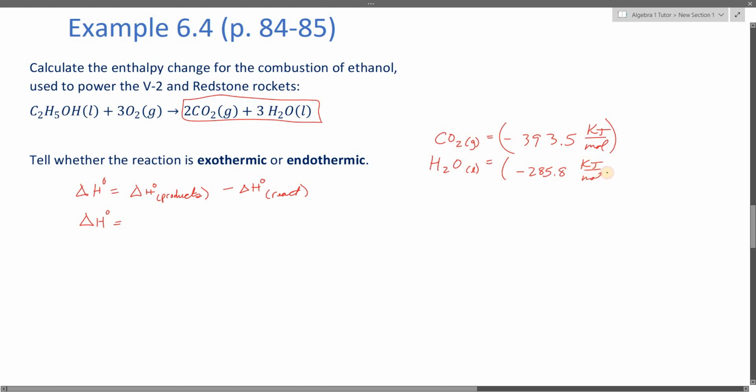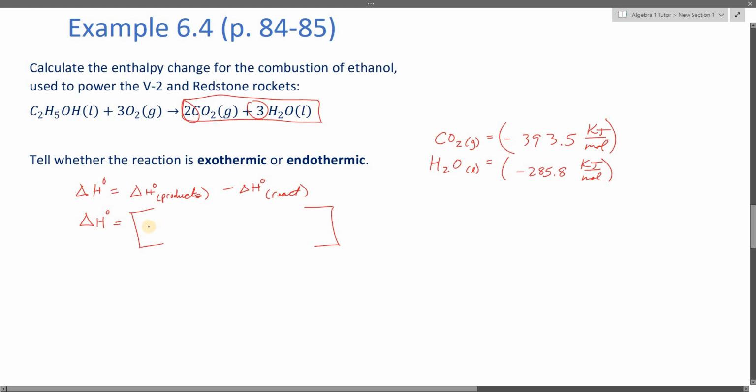Okay, so that gives me a value there. So what I'm going to do from here is set up a set of brackets, and notice it's kilojoules per mole. The number of moles comes from this, so I have 2 moles of this and 3 moles of water. So I'm going to set up a bracket, and I'm going to write the sum of them.